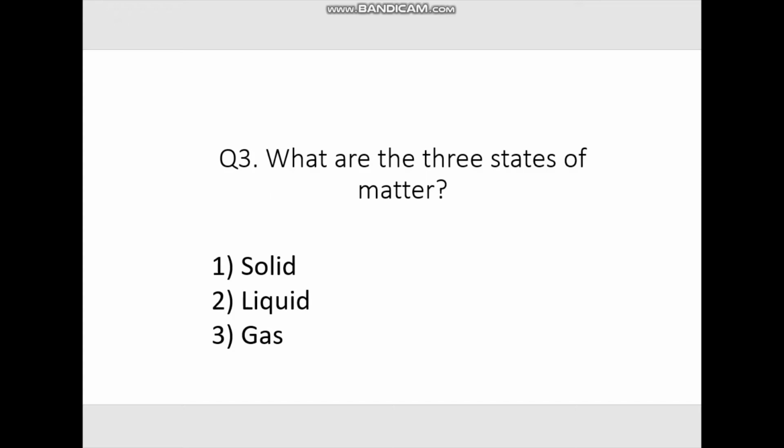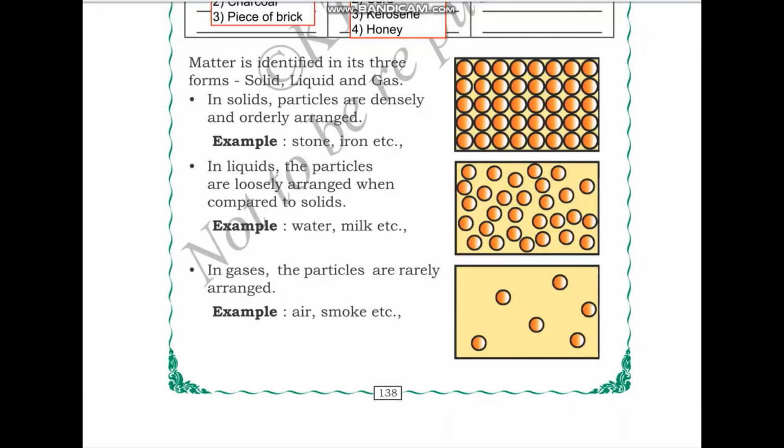So, we learned that there are three states of matter. They are solid, liquid, and gas. So, like we just learned, matter is identified in its three forms. So, they are solids, liquids, and gases. Now, let us learn about each of these states of matter one by one. First, let us learn about solids.